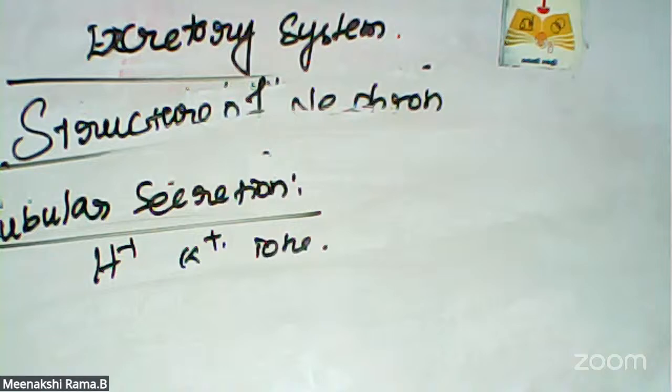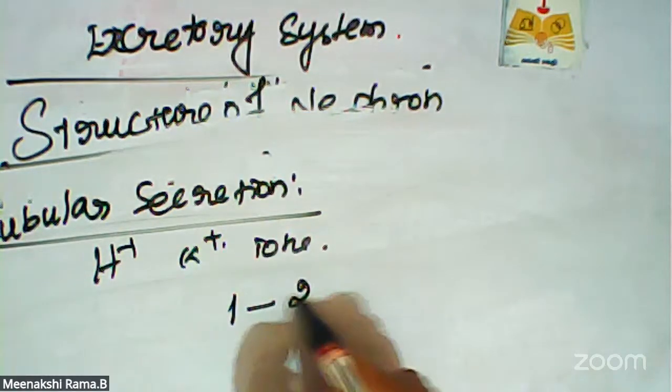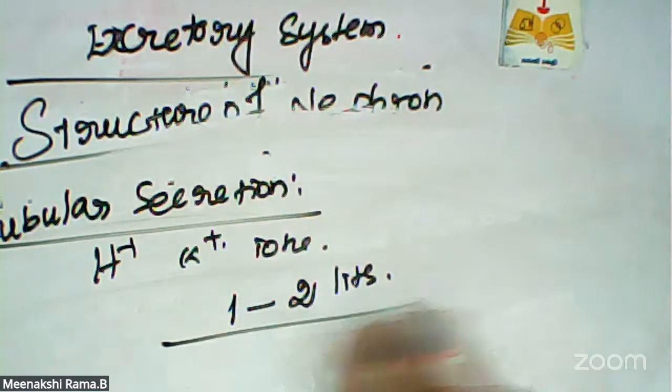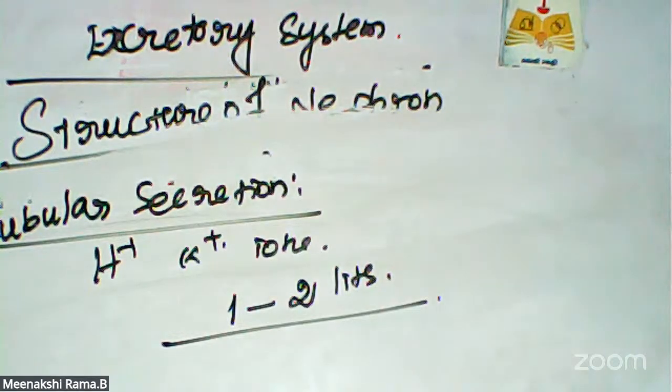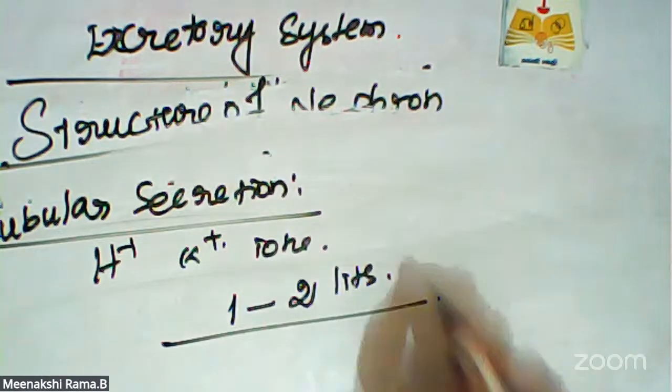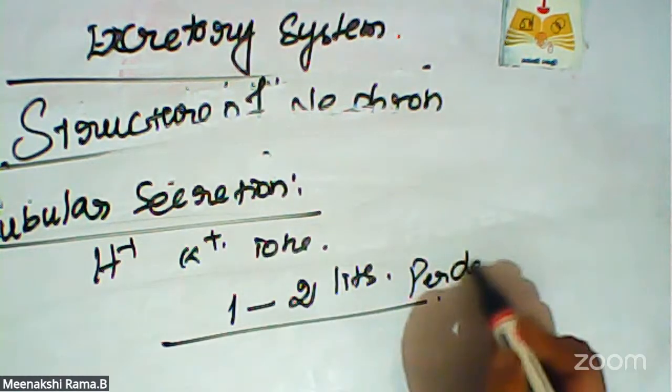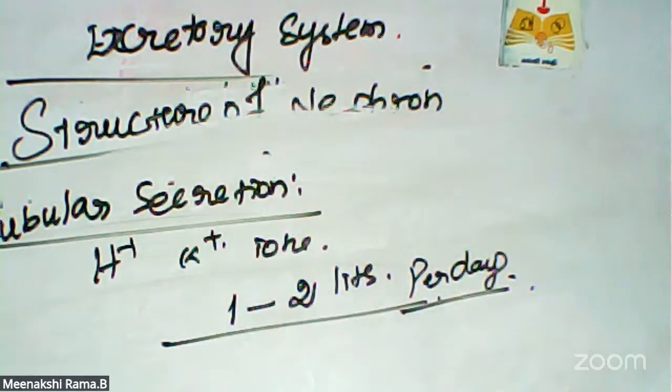It is urination. A healthy person excretes 1 to 2 liters of urine per day. How much? 1 to 2 liters minimum per day. That is the essential excretion. A healthy person excretes 1 to 2 liters of urine per day. That is the normal amount of our excretion.